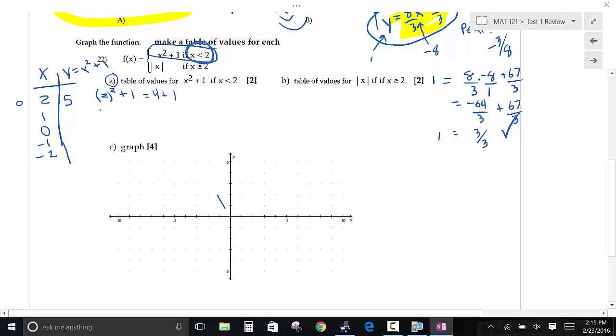Then you plug in 1 squared plus 1. That's 1 plus 1, which is equal to 2. Now plug 0 in. 0 squared plus 1 is 1, and then keep going with the rest of them, because we need to get as many points as we can. Then if you go -1 squared plus 1, that's back to 2 again. It's got some symmetry to it. And 1 plus 1 is 2.